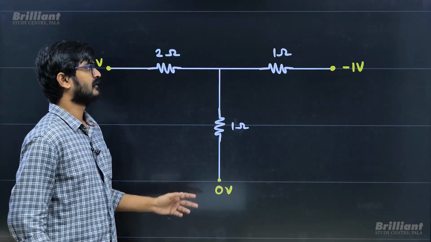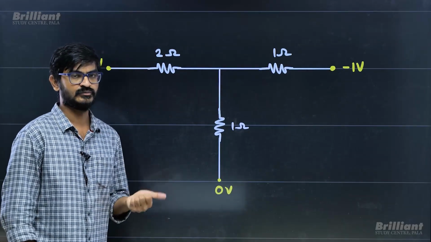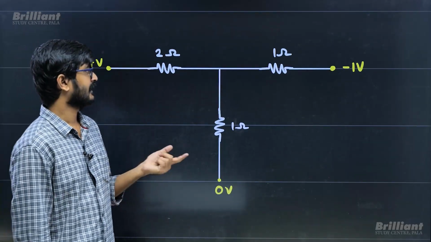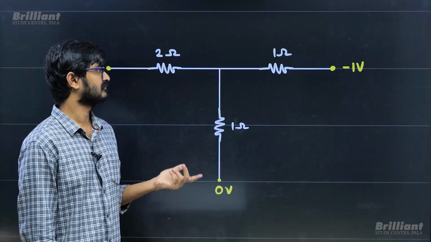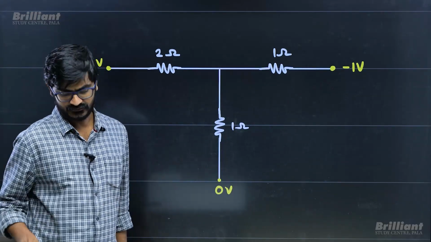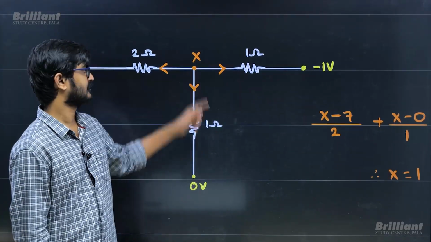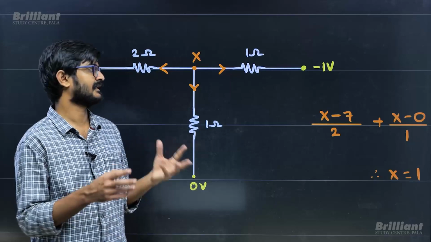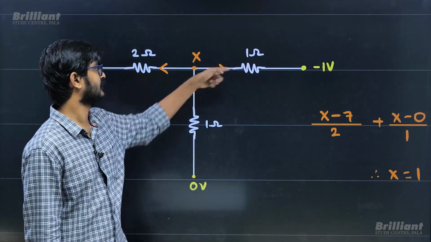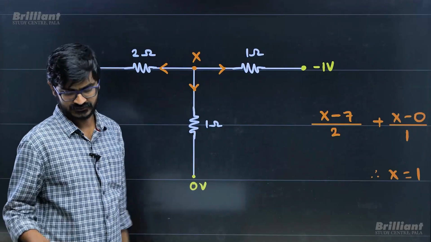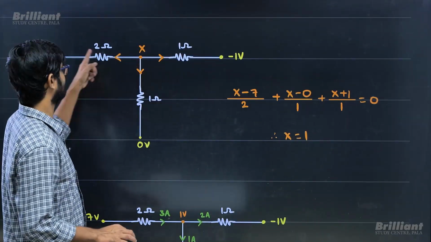So the better option is to find the potential here. For that we will take help of Ohm's law and KCL. But again, the problem is we don't know which direction the current will be flowing. So instead of guessing the current, we will just assume the central node is at a higher potential. Let us assume that potential is X and that it is higher than any other potential in the figure. So current will always be outgoing: this current will be outgoing, this current will be outgoing, this current will be outgoing. Now this outgoing current is (X minus 7) by 2.